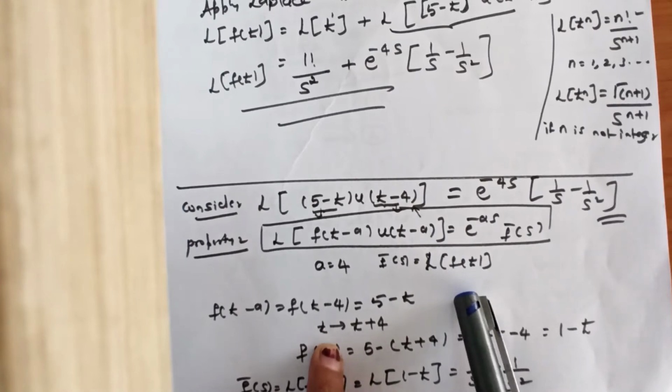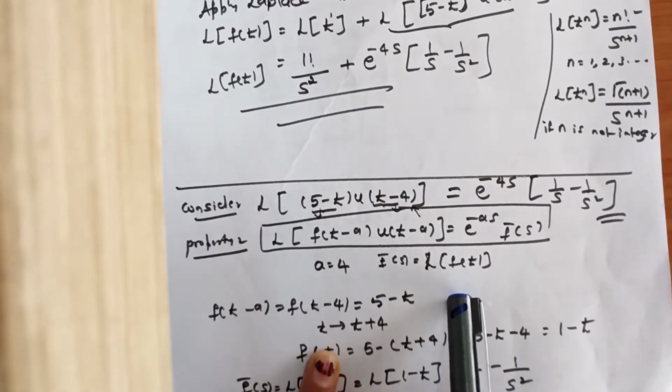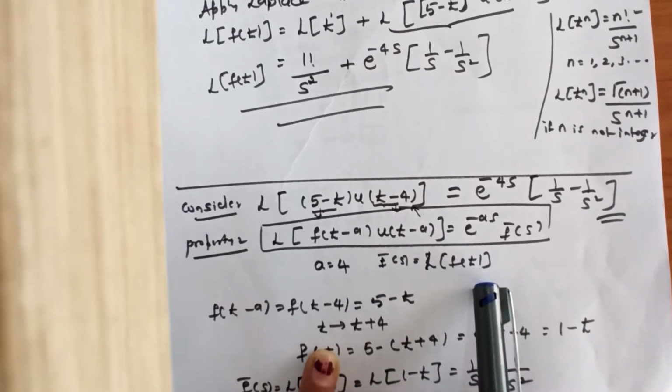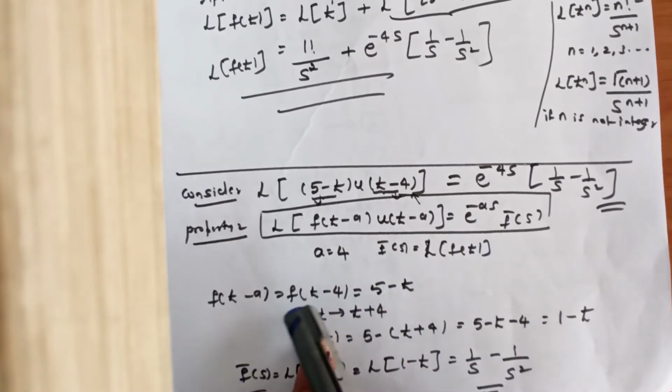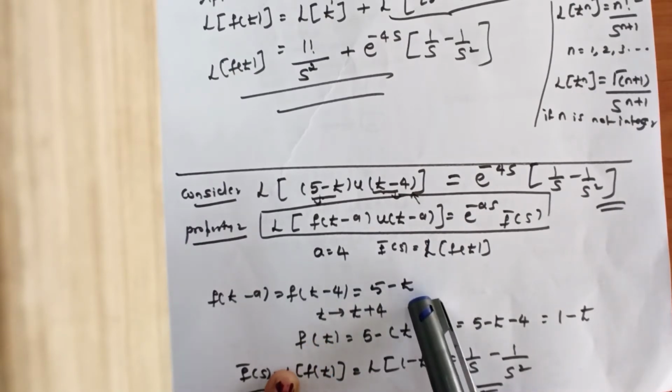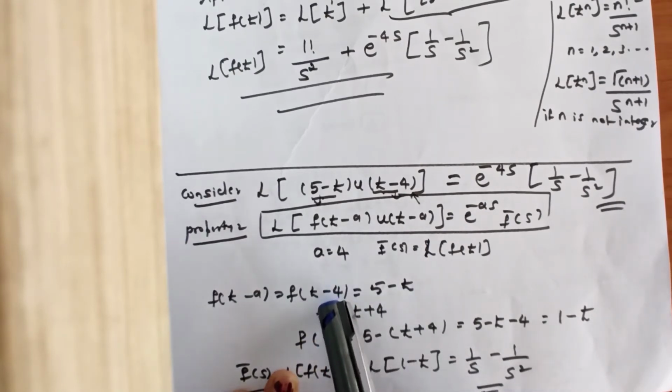By using this equation, we have to find our f of t, and then substitute here, you will get your f bar of s after applying the Laplace transform. Okay, so now our f of t minus a is f of t minus 4, which is equal to 5 minus t. So if you want only f of t, what we have to do? We have to replace our t by t plus 4. So if I replace t by t plus 4, what happens?